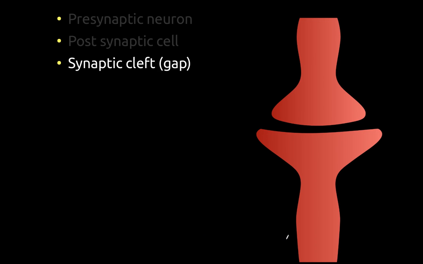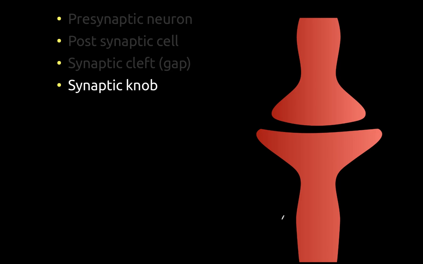We also have the synaptic cleft, which is sometimes also called the synaptic gap. That's just this gap right in here between these cells, in which a lot of the action of this synapse is going to be taking place. The synaptic knob is this widening at the end of the axon terminals, where all the functioning of the presynaptic neuron is taking place. That widening is known as the synaptic knob.